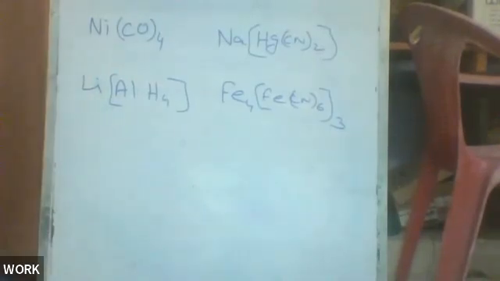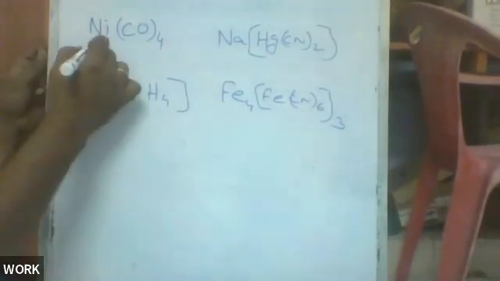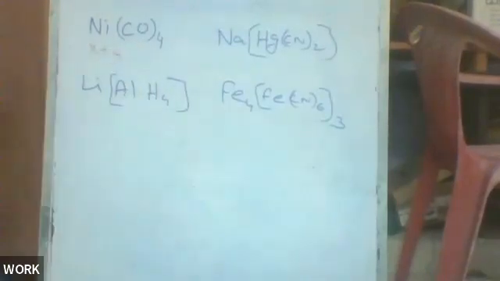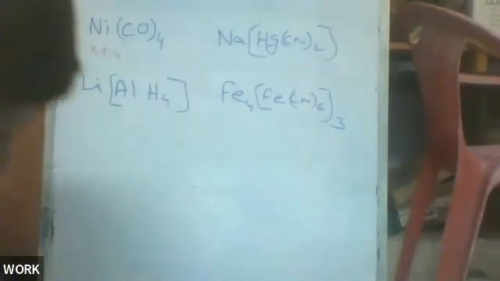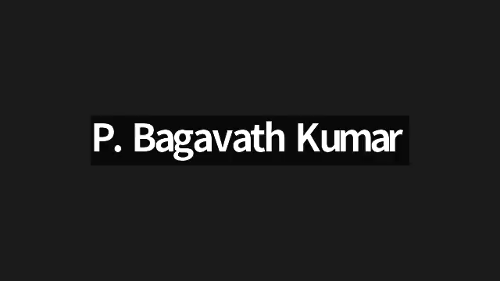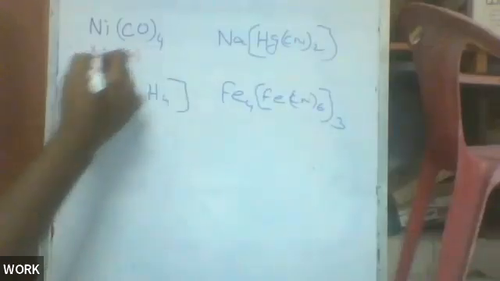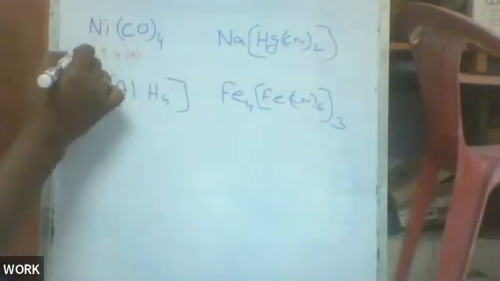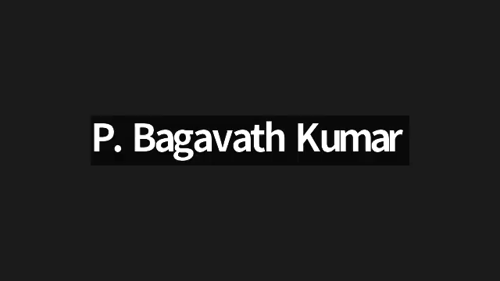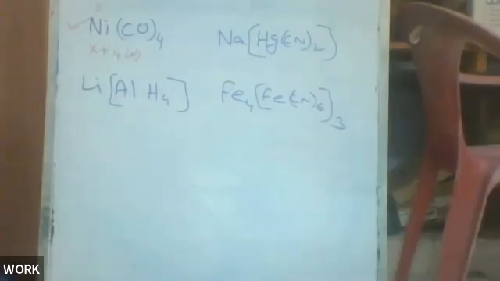What is the oxidation state of nickel? X plus 4 into carbonyl. How much will it contribute? 0. Very good. 4 into 0 is 0. Then what is the oxidation state? 0. Correct. So you go to the next one.